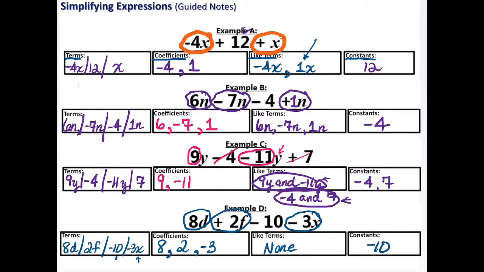Now the like terms, this is the first example here where we didn't have a single set of like terms. There were no pairs or trios to put together. There were no like terms because the only thing you can add to a D term would be another D. The only thing you can add to an F term would be another F. The only thing you can add to a constant term would be another constant. The only thing you can add to an X term would be another X. And the only constant of that expression was negative 10.